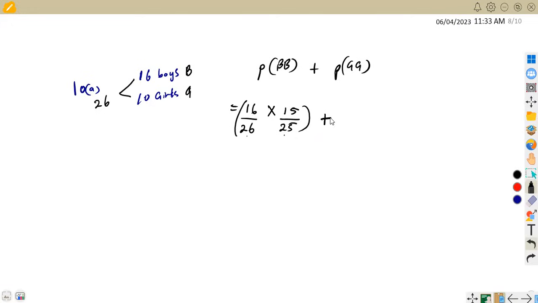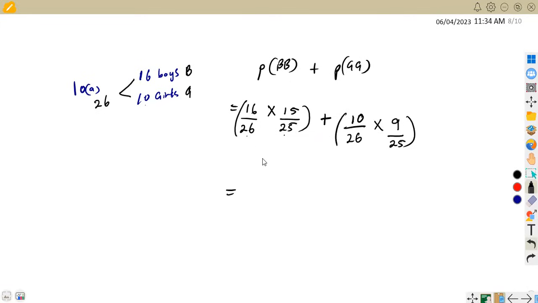The same thing on the girls. The first one, there are 10 girls out of 26 people who are there. The moment we pick the second girl, it affects the total on the girls, which means they are now 9. Also, the total number of students is now 25. So this is what we are going to have.